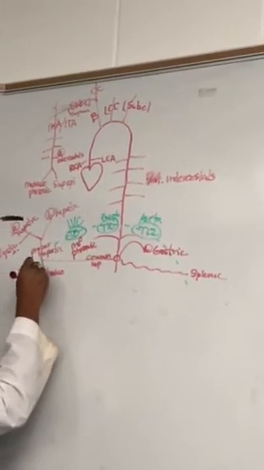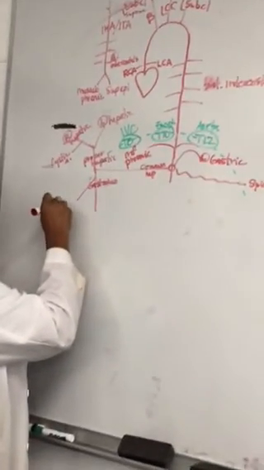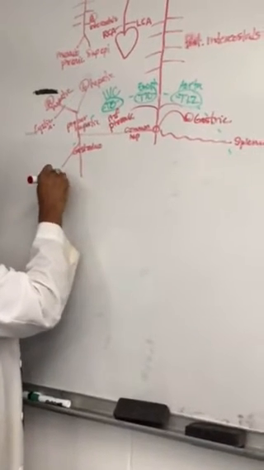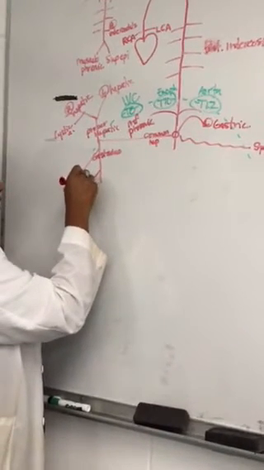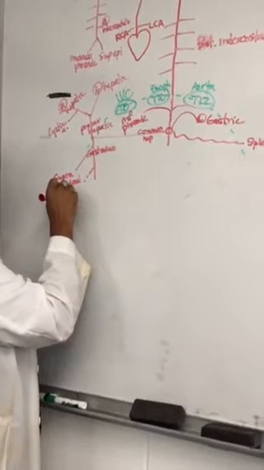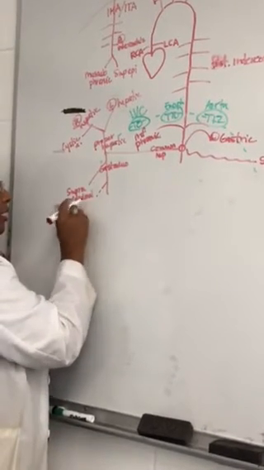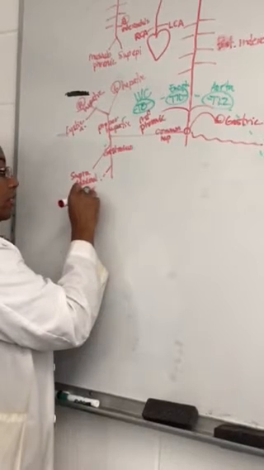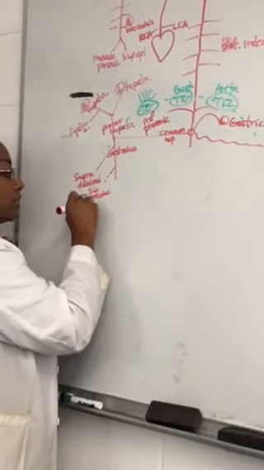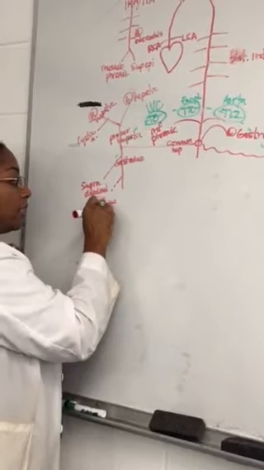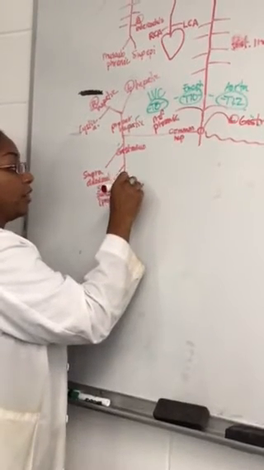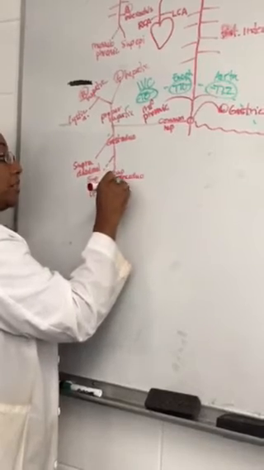Superior duodenal. Okay. So we got a supraduodenal. Superior posterior pancreatic duodenal. Okay. So I'm gonna say this is the superior pancreatical duodenal. We're gonna say posterior. Okay. And then here's the superior pancreatical duodenal anterior.